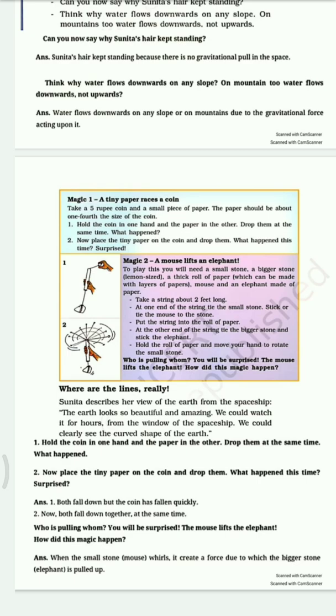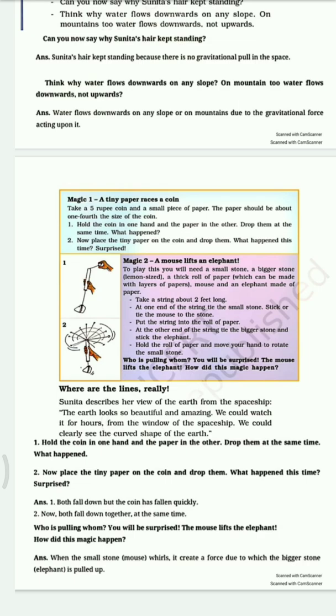Now magic 2, a mouse lifts an elephant. In this you have to take one small stone, one big stone, a thick roll of paper, and a mouse and an elephant made of paper. Now take a string about 2 feet long. At one end you tie a small stone, and on that you stick the mouse made of paper. Then you put that string into the roll of paper. Then at the other end of the string, you tie a bigger stone, and on that you stick the elephant made of paper.